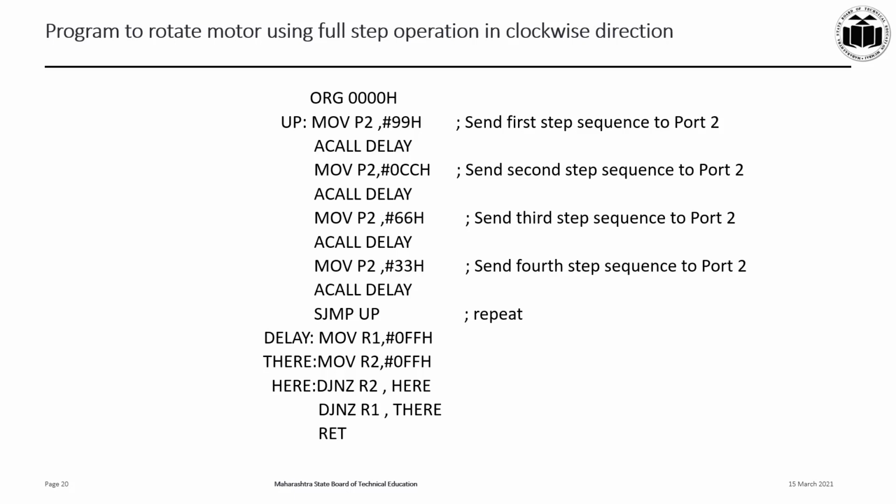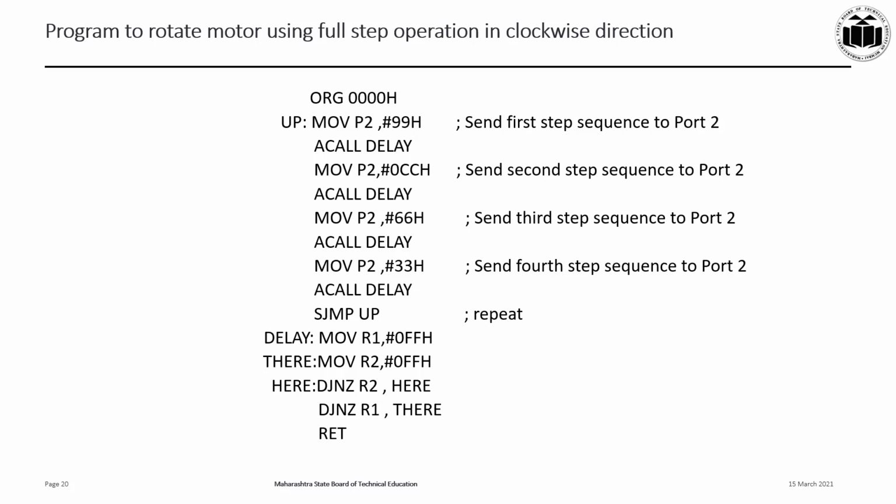So the first instruction, MOV P2, #99H, sends the first step sequence to port 2. As we are sending the 99H sequence, 9 is sent on the lower nibble as well as the higher nibble of port 2 of 8051. So wherever the stepper motor windings are connected, either on the lower nibble or higher nibble, the step sequence 1001, that means winding A and winding D are energized, 2 phases are on, and the motor rotates by 1 step. Then a delay is called.